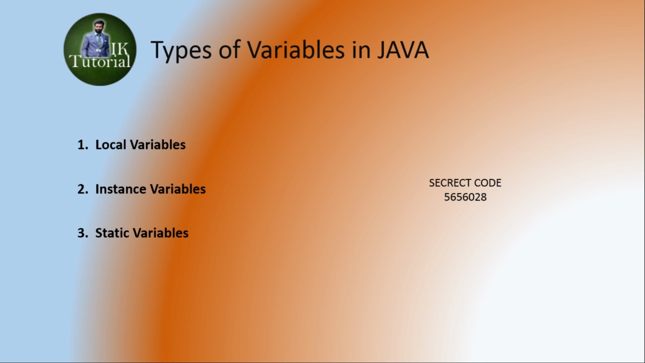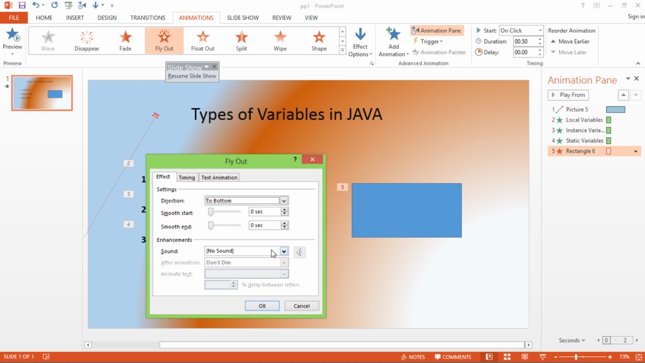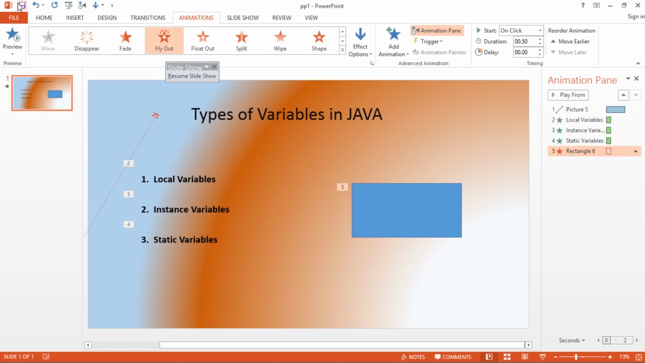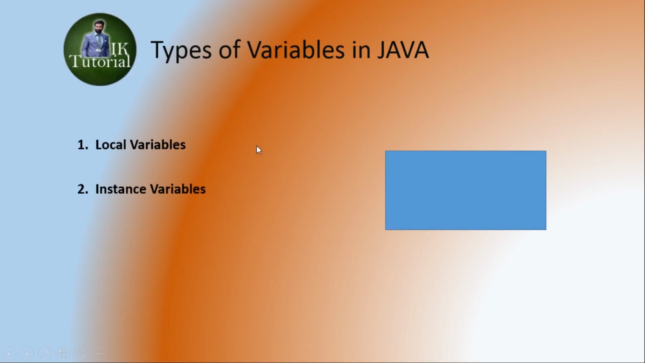For that also you can add the sound effect. For example, if you want to add sound effect for this, you can select it, click here and go to the effect option. In the effect option you can select the sounds. For example, you want this one, select this. Now let me save it and I'll show you the slideshow. Now whenever I click this, I'll get the sound as well as it will fade out.